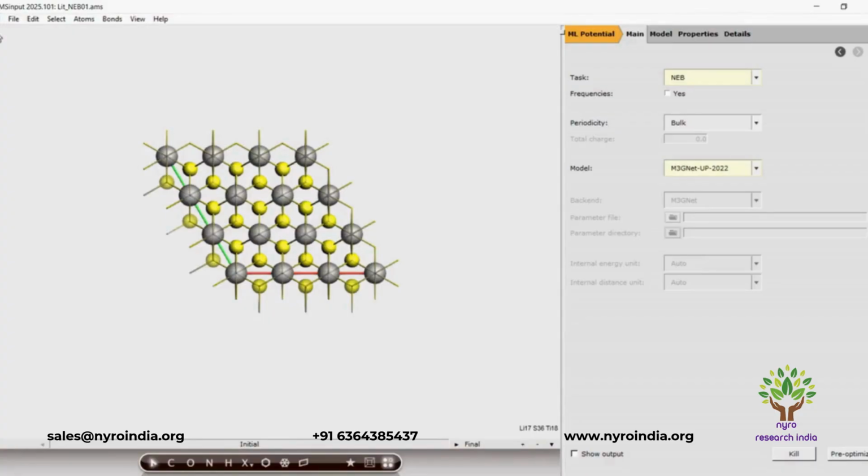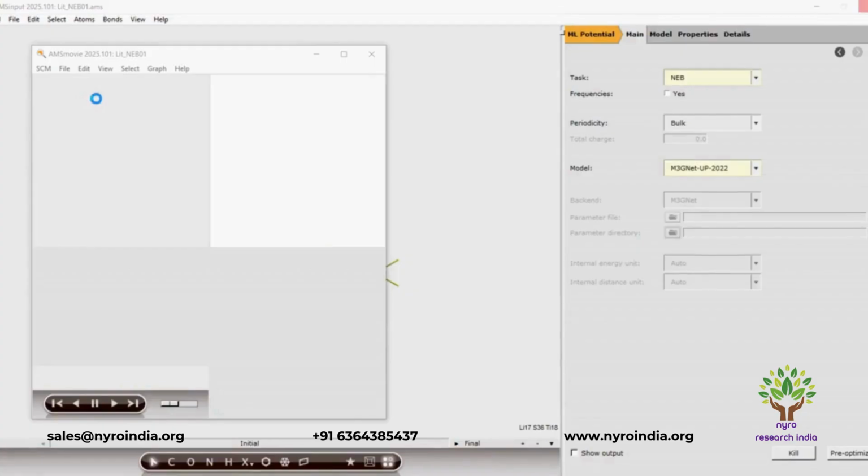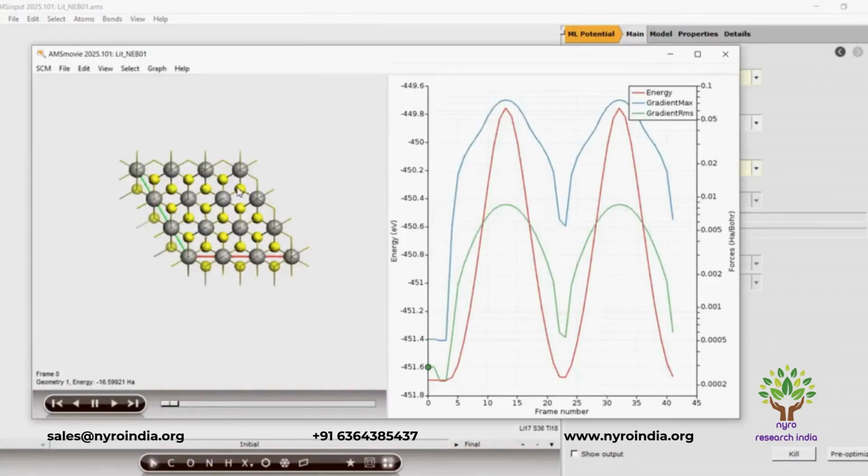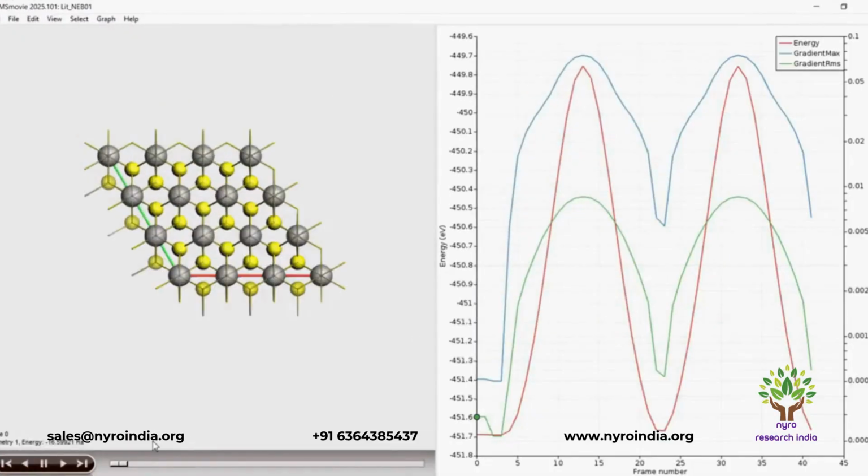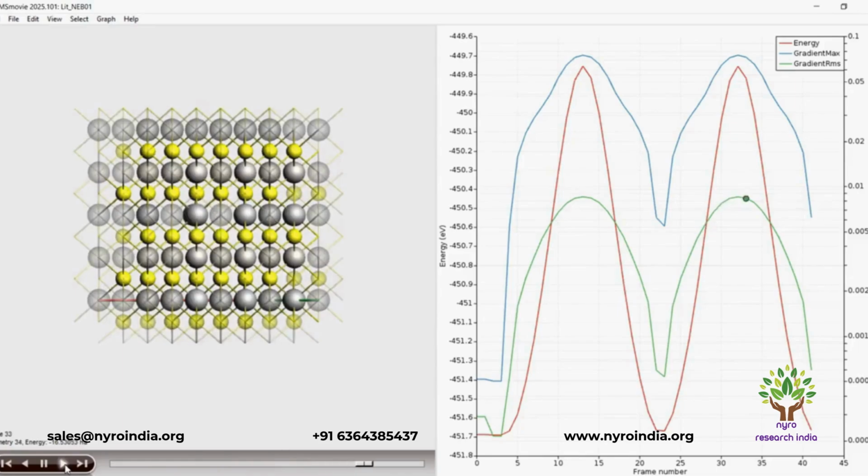Now let me show you the expected outcome of this step. Let me go to the animation, and I will show you how this diffusion calculation can be taken care of. This is the output. You can see the migration on the left side from one point to another, the slow migration. This is the methodology which we can brief using the NEB methodology with ML.